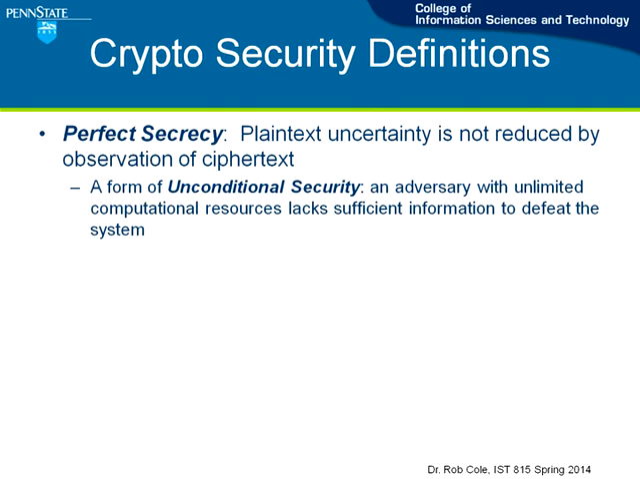Unconditional security is a measure from information theory stating that even an adversary with unlimited computational resources lacks sufficient information to defeat the system. In the context of encryption systems, unconditional security is referred to as perfect secrecy, a condition that occurs when the uncertainty in the plaintext after observing the ciphertext is equal to the uncertainty in the plaintext before observing the ciphertext. In other words, the posterior plaintext uncertainty is the same as the a priori uncertainty, and we can say that the ciphertext tells us nothing about the plaintext.